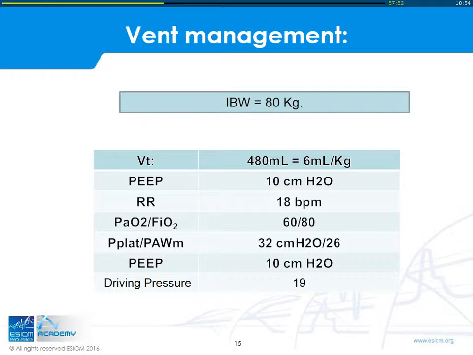So the tidal volume is under the safe limit. The ideal body weight of this patient is 80. The PEEP is 10, respiratory rate 18, and the PaO2/FiO2 is very low. The plateau pressure is 32 at present, and the mean airway pressure is 26. The driving pressure, 19. What should you do at this point?